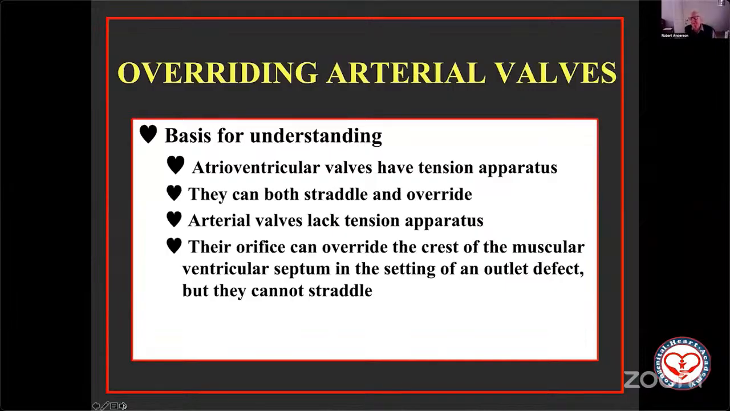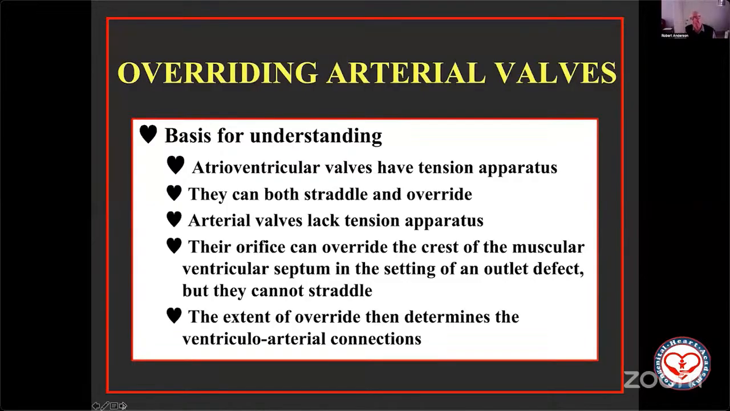We see that when there is an outlet defect and the arterial valve is, as with the atrioventricular valve, overriding the crest of the muscular ventricular septum. The key point for today's discussion is that it will be the extent of the override that will determine the specific ventriculo-arterial connection. That's what we're going to be concentrating on for the remainder of the session.